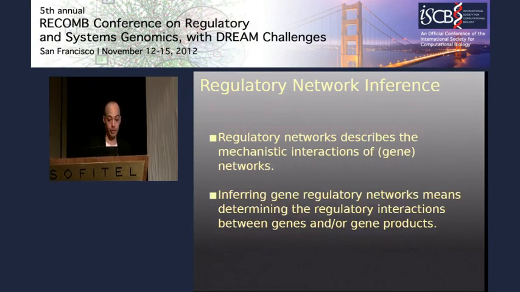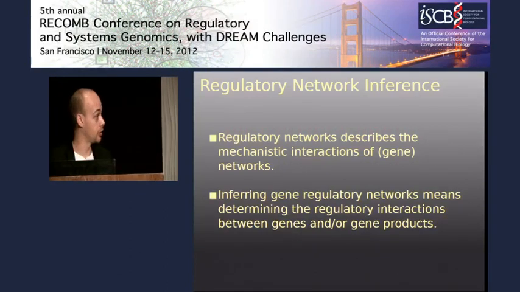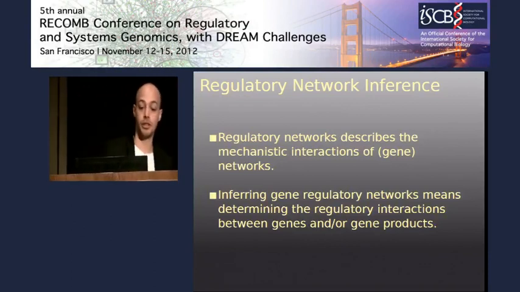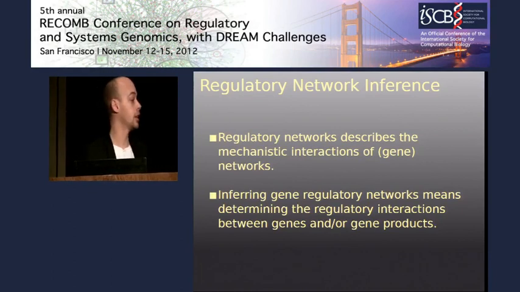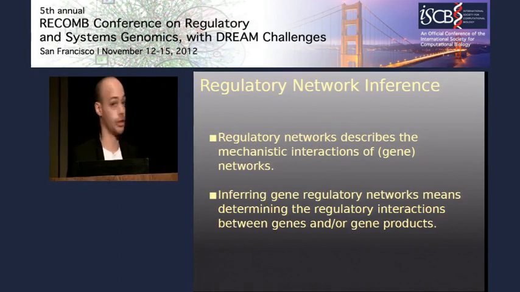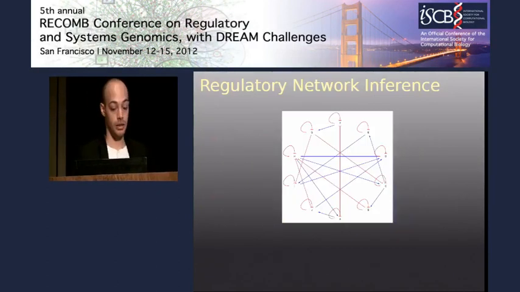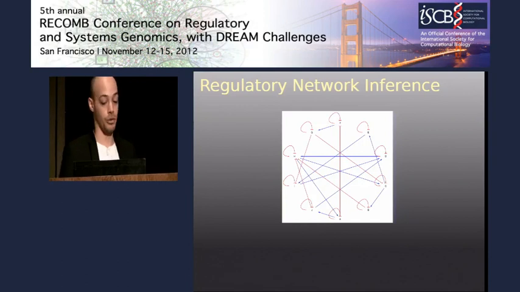So just to clarify what I mean, a regulatory network describes the mechanistic interactions of the network, and inferring this network just means finding these interactions that happen between the genes and/or the gene products. So this is our network. It's a toy model that we use. It's 10 nodes, 25 links. It's a stable system, and it has up and down regulating interactions shown in blue and red. And this is what we're trying to find.